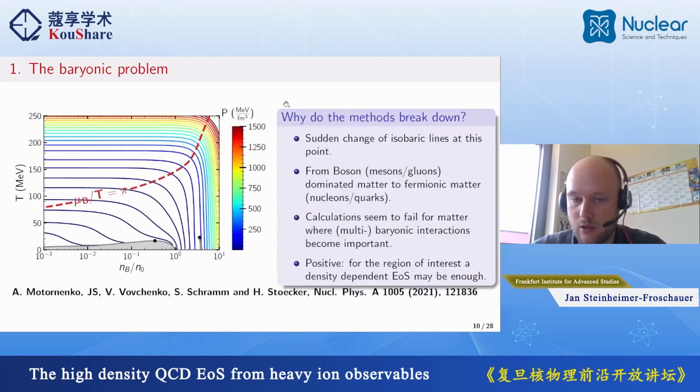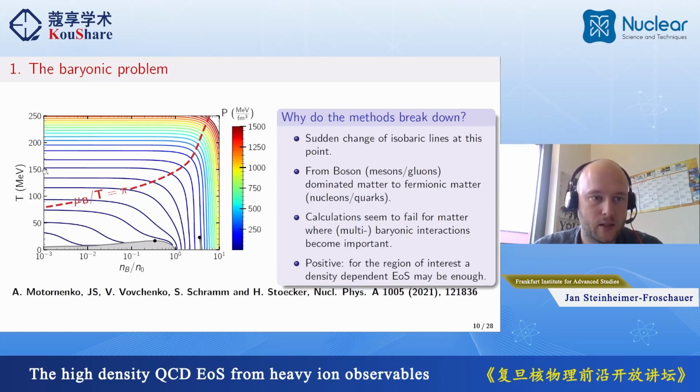However, one thing you can use this for, which I found very interesting, is to maybe understand why these lattice methods actually break down. And that's what we did here: we calculated lines of constant pressure in the temperature-density phase diagram. And you can see, at low density, these lines are almost horizontal, right? So they don't have any dependence on density at low density.